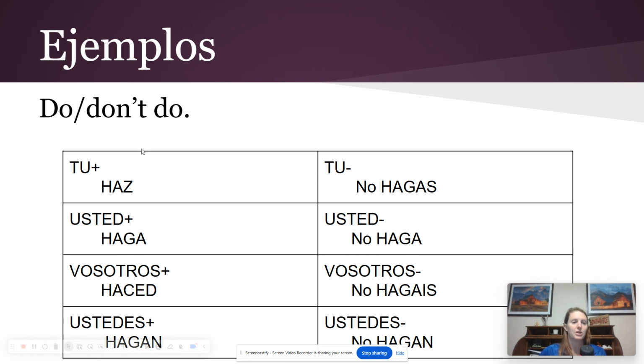We'll do this example here. Hacer, to do or to make. So if I'm telling a friend to do something, hazlo. I just shorten the whole word. If I'm telling a friend not to do something, I go back to that opposite form and put an S on it. No hagas. A polite request, do this with me, haga. Don't do this with me, no haga. You can skip vosotros. To a group, do this with me, hagan. Or to a group, don't do this with me, no hagan.